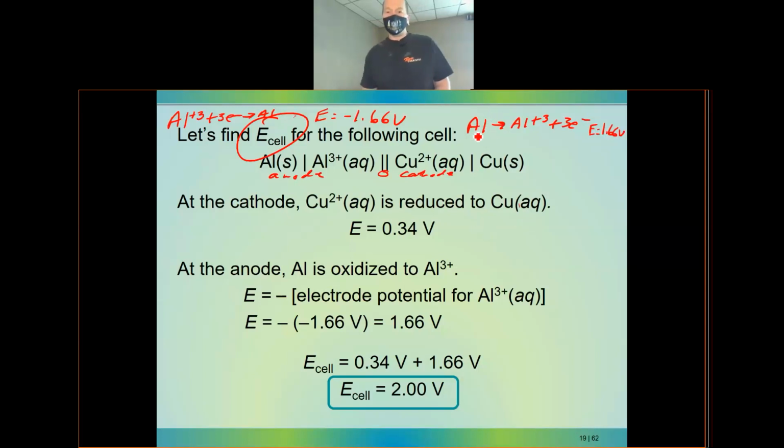When you do your copper, you have copper plus 2 electrons goes to copper. That is right off of your chart. Right off the chart, the value is 0.34 volts.